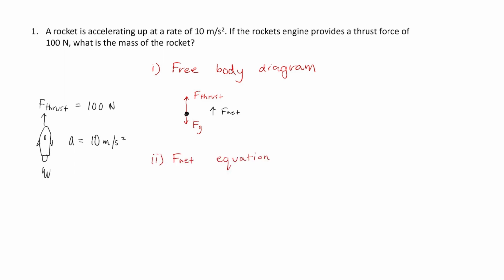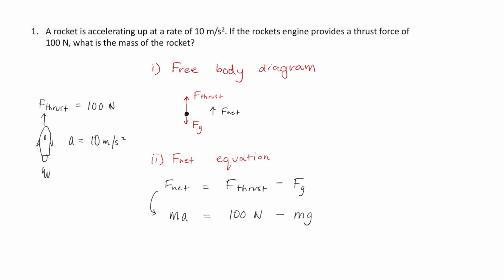The next thing we want to do is write our Fnet equation, which would be the sum of all the forces acting on the rocket. So we have Fnet is equal to the thrust force minus the force of gravity. Remember, the force of gravity is negative because it's a vector that points down. Because the rocket is accelerating, we can replace Fnet with ma. We can replace the thrust force with 100 newtons, and we can replace the force of gravity with mg.